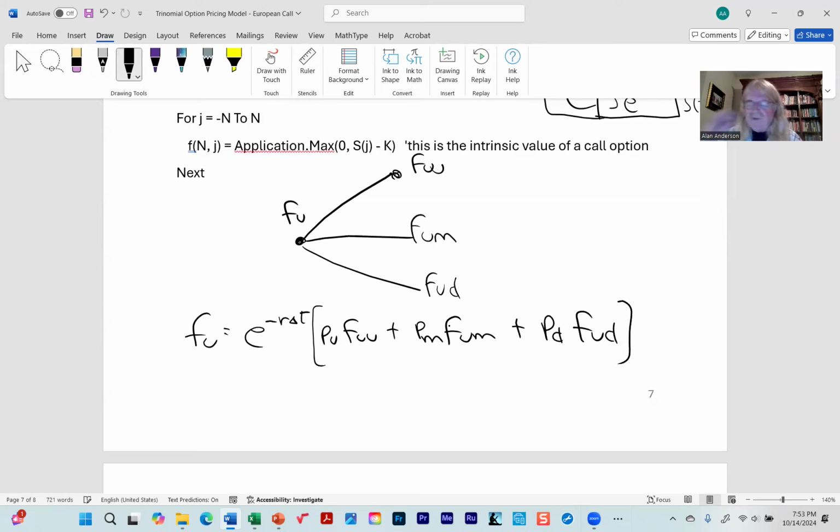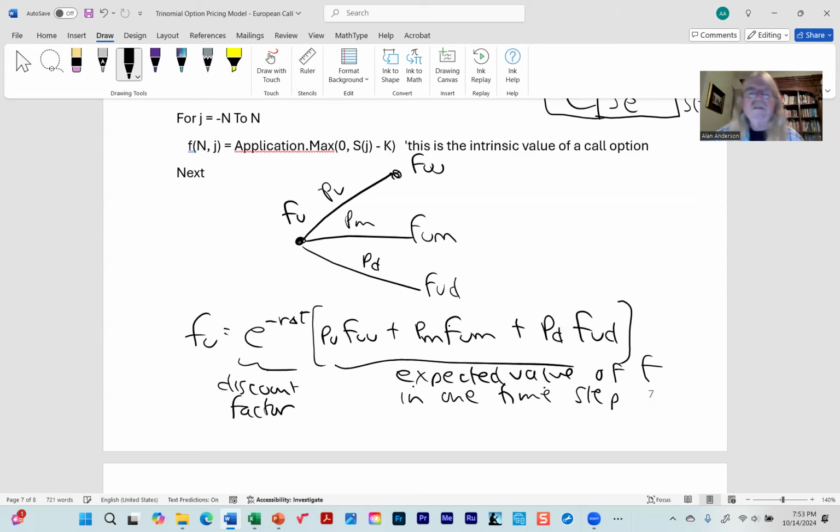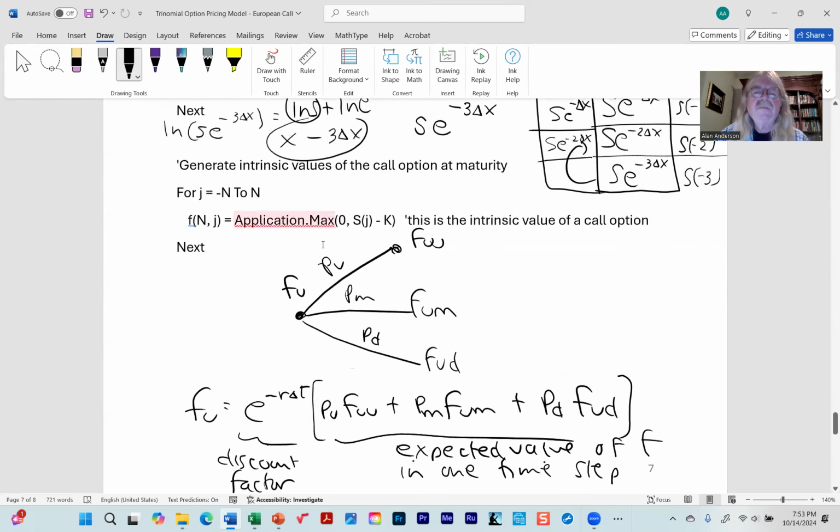Okay, because now we got three possibilities. Here's PU, PM, PD. So this is the expected value of the option in one time step. And this is, of course, the discount factor. This is taking place one period in the future, so we need the present value. So you can see the loop.